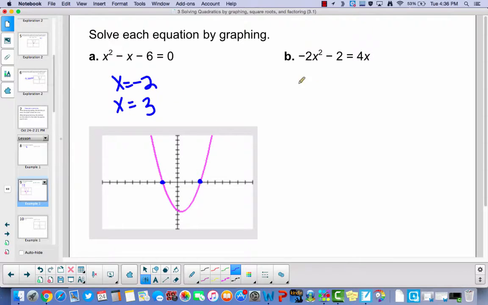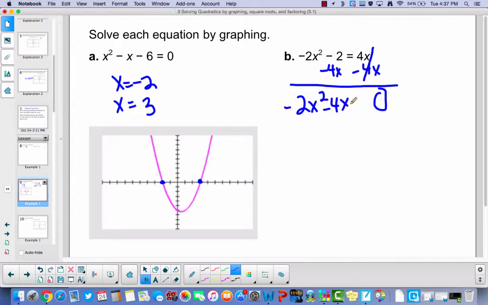Now, let's take a look at this one. Is this set up as y equals or 0 equals something? No, it's not. So we have to subtract the 4x from both sides first. Now, can I subtract the 4x from the 2x squared? No, because those are not the same variable. And I can't subtract these two either because this has a variable and this doesn't. So this cancels, so this gives me 0. -2x squared minus 4x minus 2 equals 0.